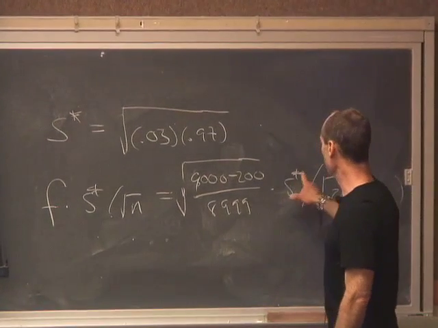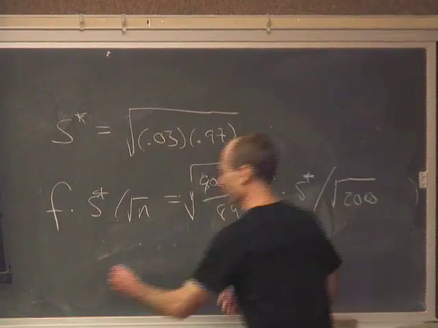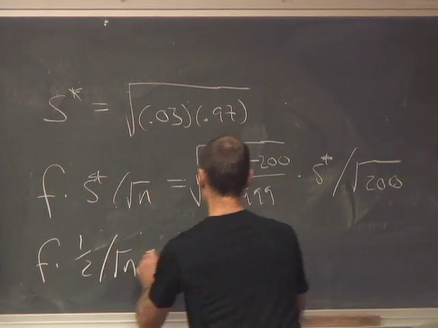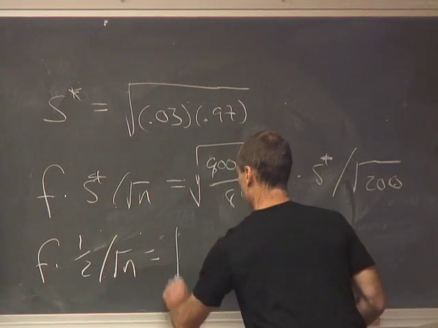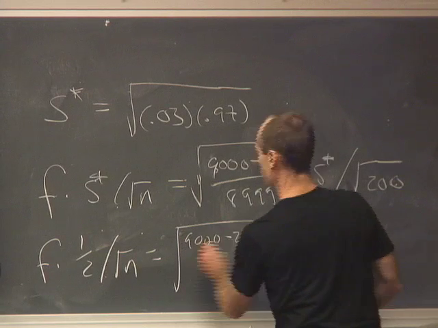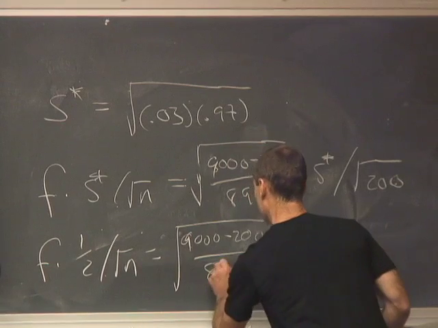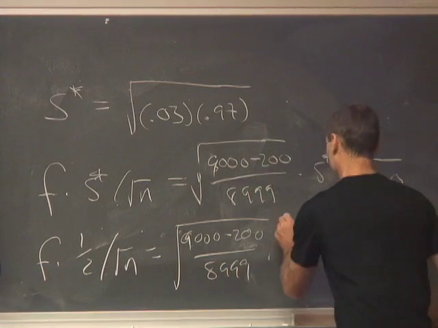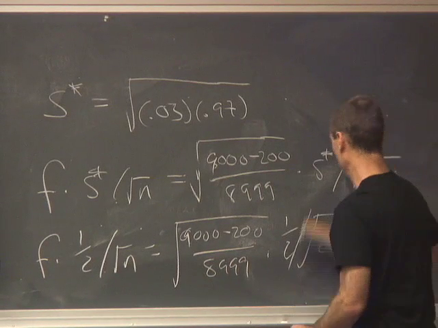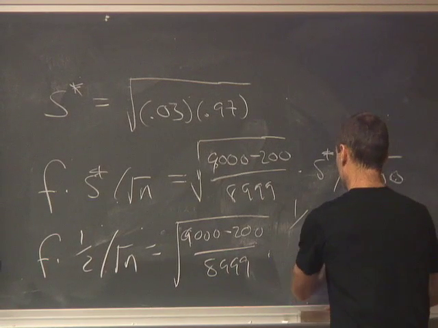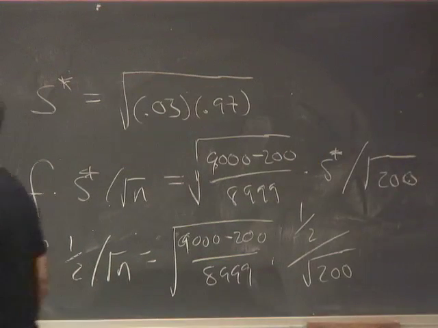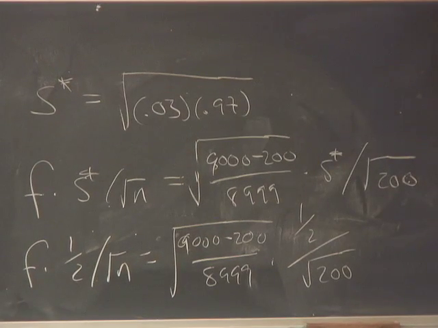Right. So we would just substitute the upper bound would be f times a half over root n. So it's again the same factor f, square root of 9,000 minus 200 was 200, wasn't it? Over 8999 times a half over the root of 200. Boy, my handwriting could use some help. Okay, so that's the largest that it could be.